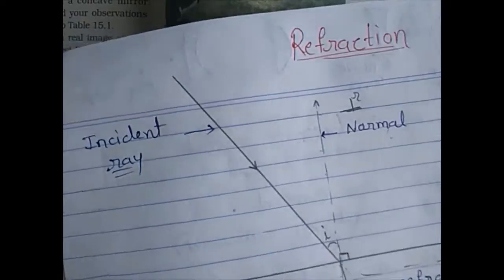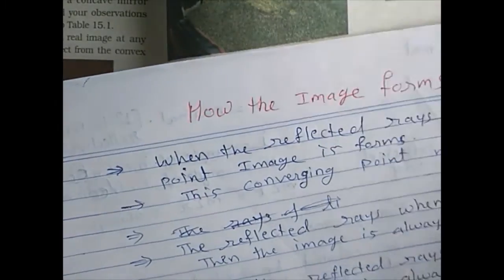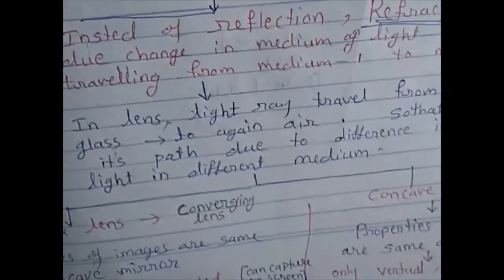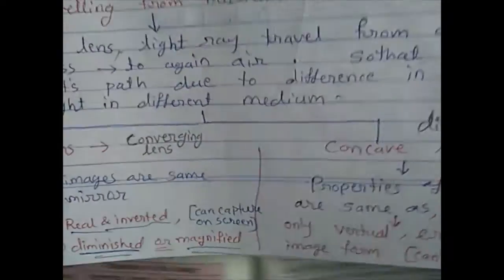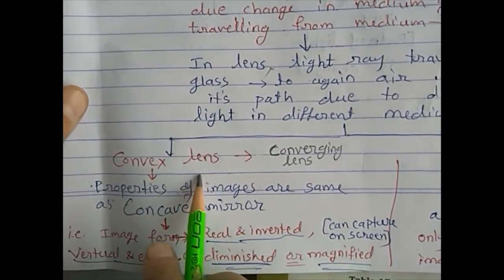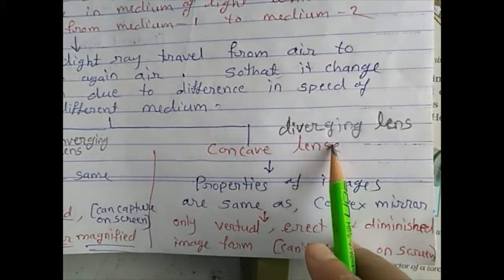Okay, so that was about refraction. Next we will go to the next point. So there are two types of lenses. One is convex lens and another is concave lens.